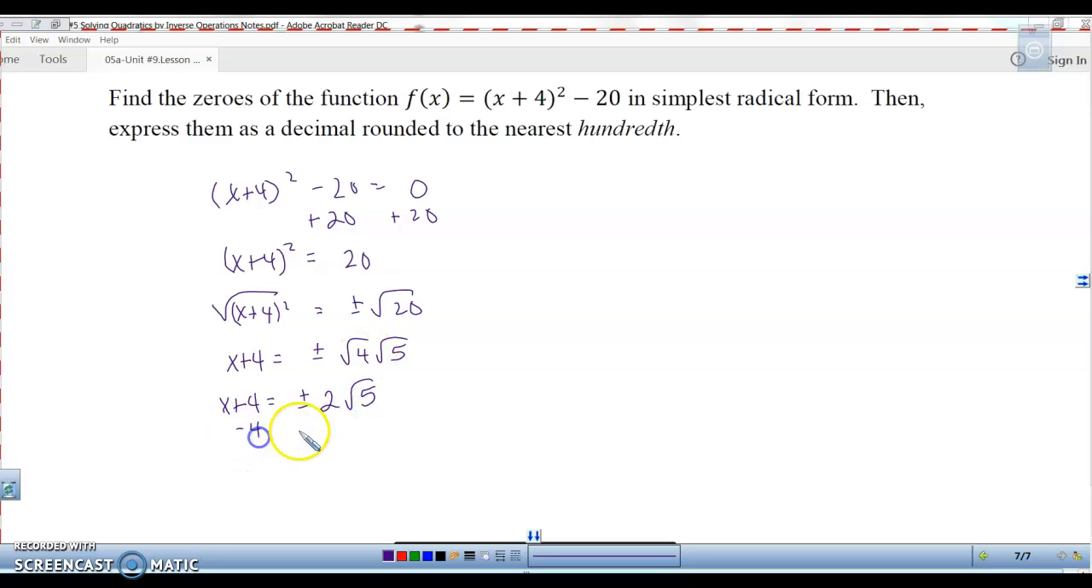And then we have to move the 4 over, but the 4 can't add to the 2 because that's part of an irrational number. So x is going to equal negative 4 plus or minus 2 times the square root of 5. Okay, then you can put that in your calculator. Negative 4 plus or minus 2 times the square root of 5 is going to be your answer.